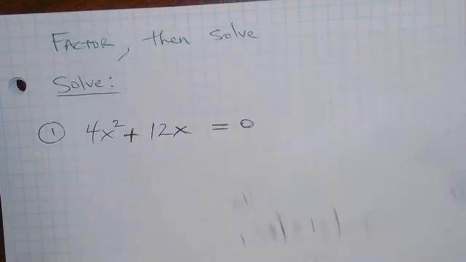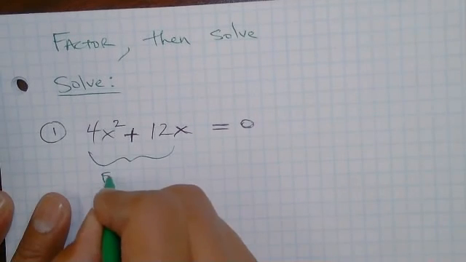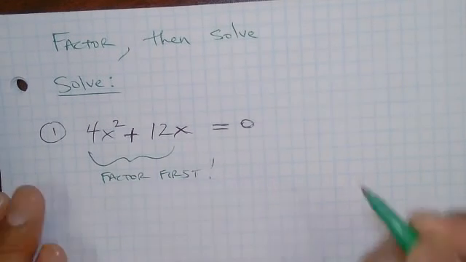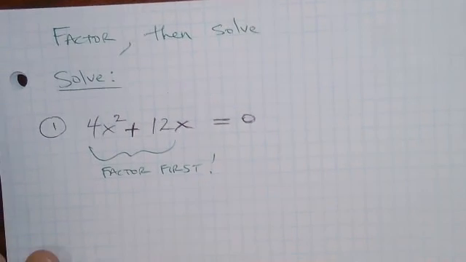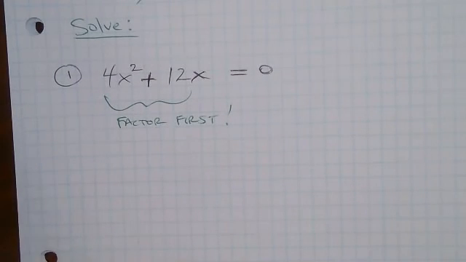All right, so guess what? You're going to have to factor first. Like I said, that's why it says factor and solve. You got to factor this first. Can we factor a 4x squared and a 12x? Can that be factored out? Well, yeah.